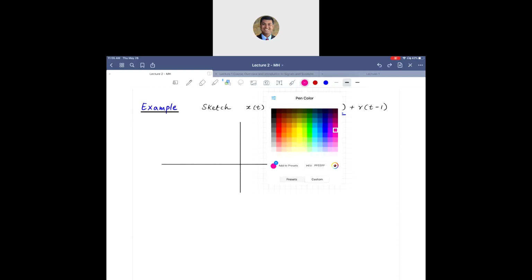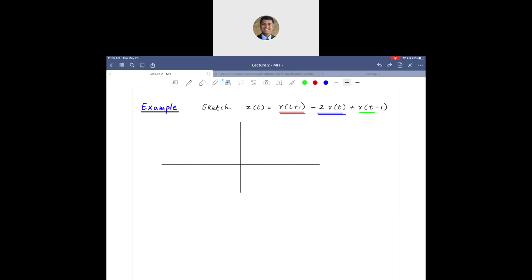Maybe not. Sure. Green for the last piece. Red. What is going to happen with red? R of t plus 1. So ramp, that means increasing with a slope of 1, but it starts at negative 1 because it has been advanced by 1 time unit. So it is going to go up starting from negative 1, with a slope of 1.